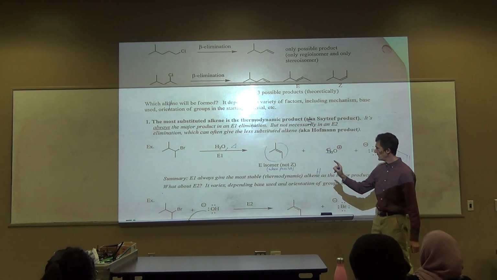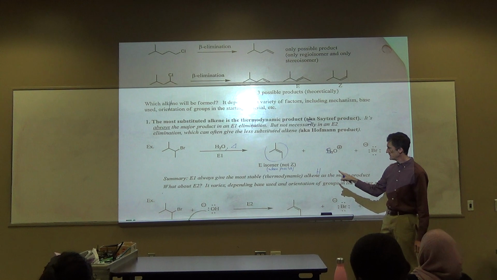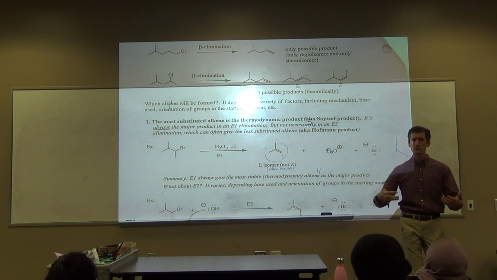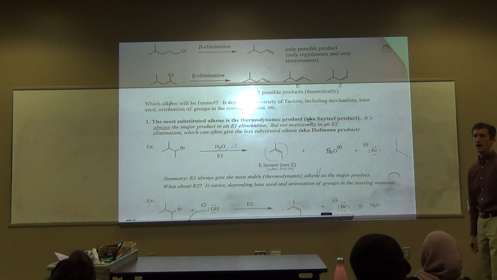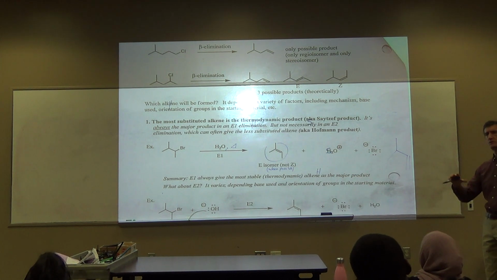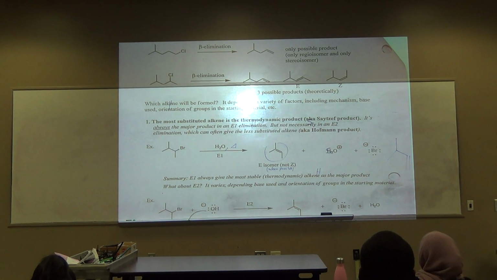Why does E1 always give the thermodynamic product? Because E1 is thermodynamic conditions. E1 is reversible. It's equilibrium conditions. And maybe we'll mention that more as we go along. But once you achieve those type of conditions, thermodynamics takes over and you typically get the best product. Okay? Let's look at E2.